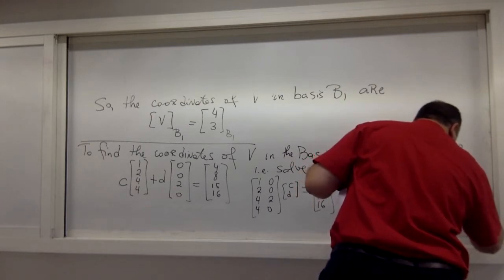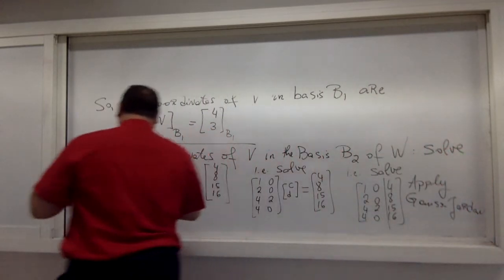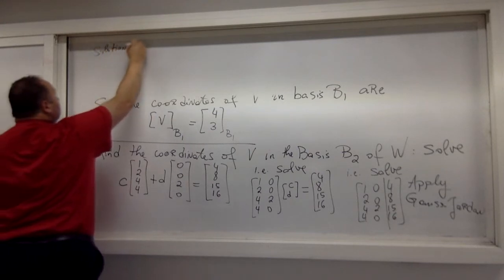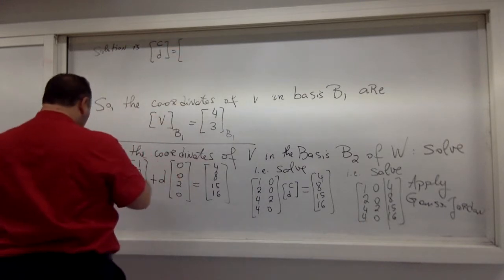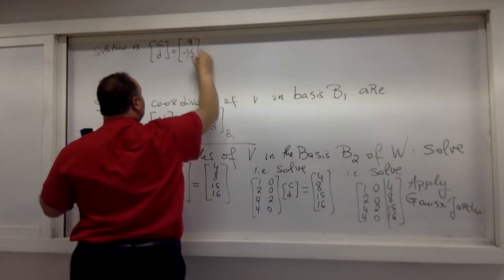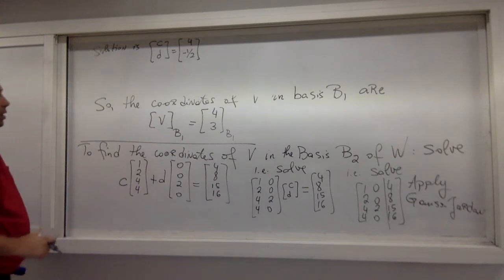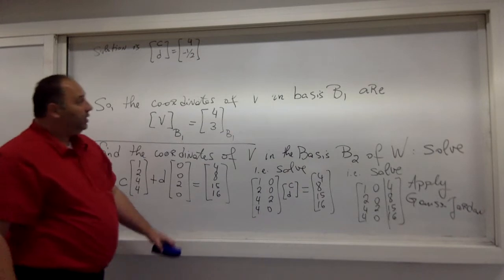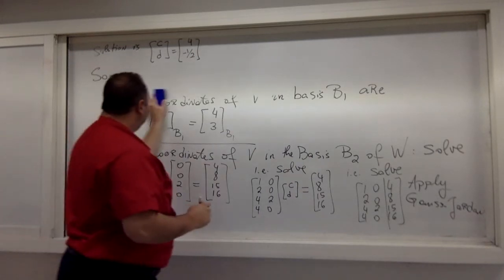Chapter 1. Cool. Okay, so solution is CD, and it's equal to 4n minus 1 over 2. So that means that the coordinates of my vector v, the same bloody vector, in the basis v2 are, so I'm just going to clean this properly.